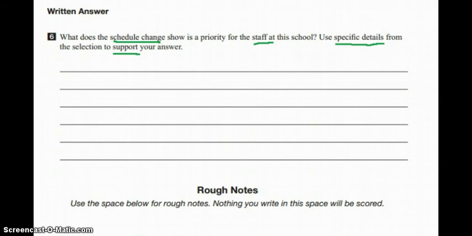And now notice what I've done here. I've highlighted or underlined some of the key details. Remember we talked about how there are 3 things you need to do when answering these types of questions: the answer, prove, and explain. And all the elements that I've underlined are the things that you need to do. You need to talk about the schedule change and what it shows as a priority. Then you have to find specific details from the selection, quote them, and put them in the answer, and then explain or support your answer. Explain how those 2 ideas are connected, and that'll complete the response.